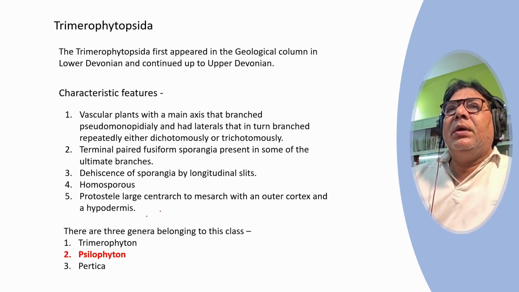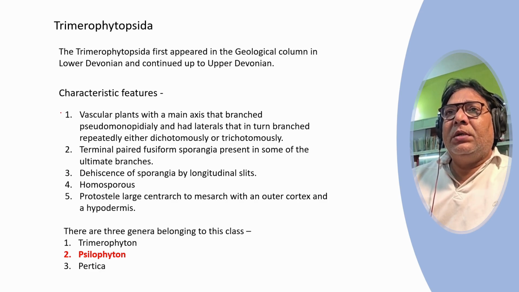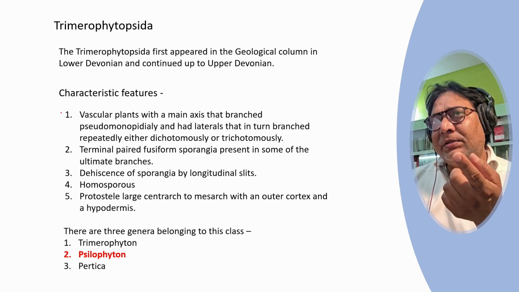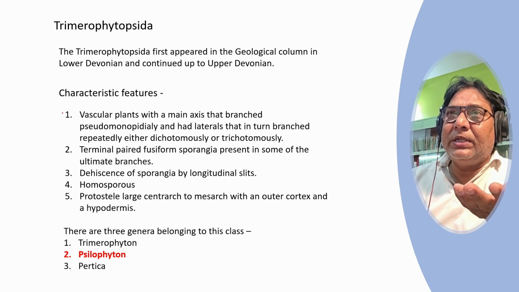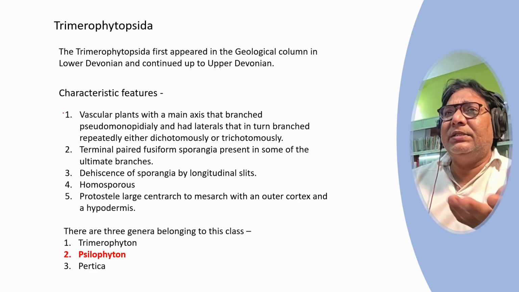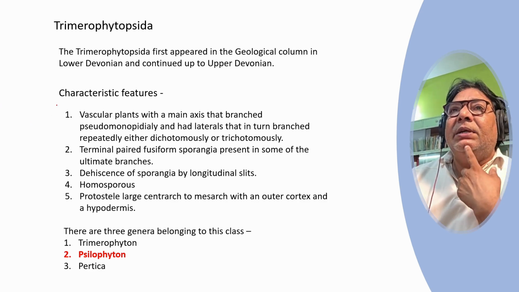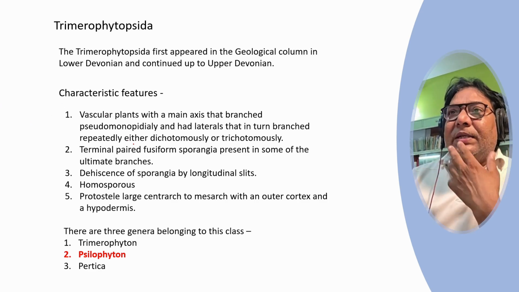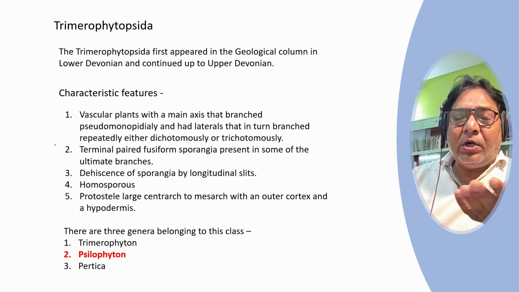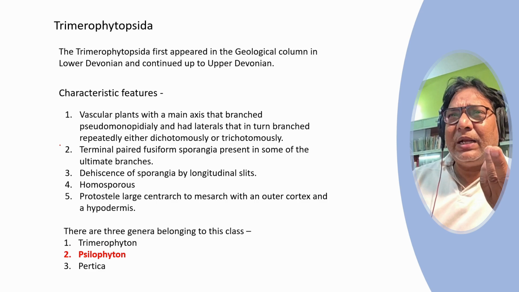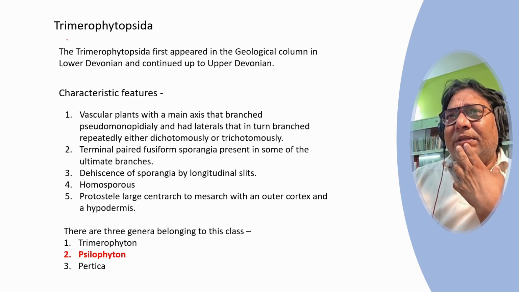Okay, Trimerophytopsida. Here I have given this class status, and in Sporne's classification it was an order status, Rhyniophytalis. Trimerophytalis, Rhyniophytalis, Zosterophyllalis: this was the order status according to K.R. Sporne, but other scientists have lifted them to class status. So that's why it has been named like this, Trimerophytopsida.